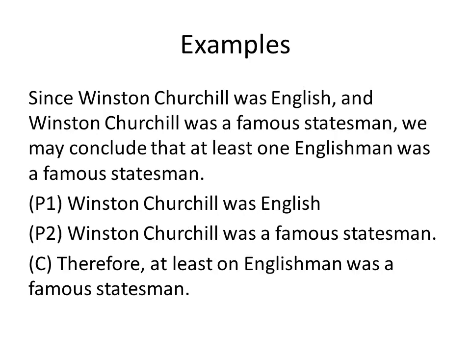All right, so here's another example. Since Winston Churchill was English and Winston Churchill was a famous statesman, we may conclude that at least one Englishman was a famous statesman. First premise, Winston Churchill was English. Second premise, Winston Churchill was a famous statesman. Conclusion, therefore, at least one Englishman was a famous statesman. There's a typo there.